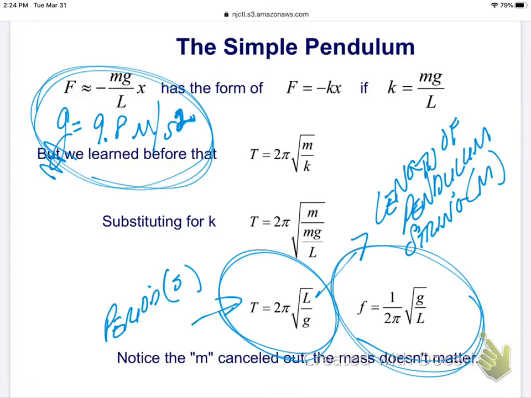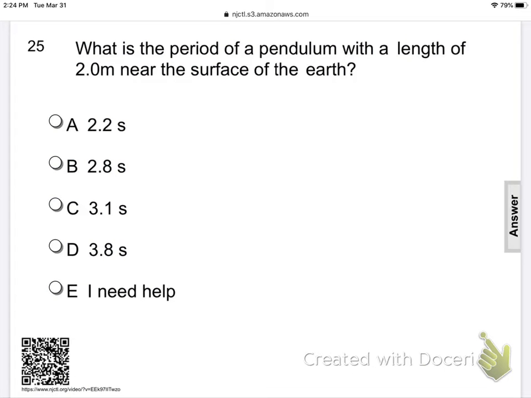It's frequency, and we know what frequency is. Frequency, and its unit is hertz. We've gone through that at the beginning of the unit too. So these are our two big equations that we have to recall. Period is 2 pi times the square root of L over G, and frequency is 1 over 2 pi square root G over L.